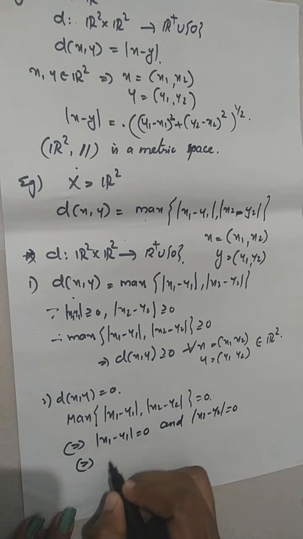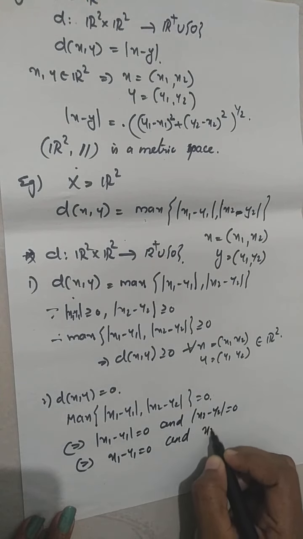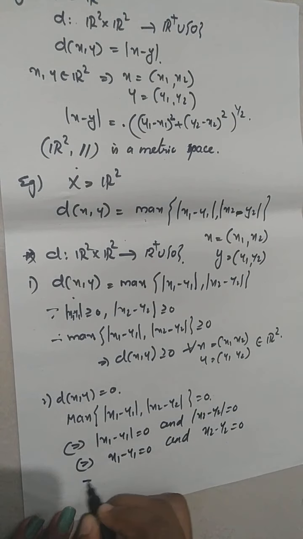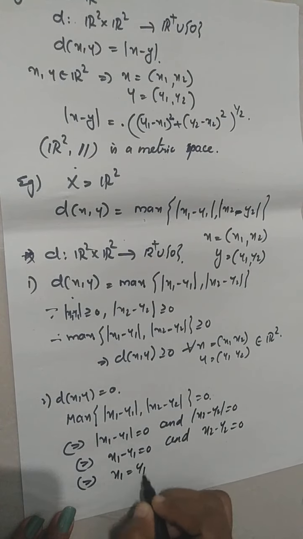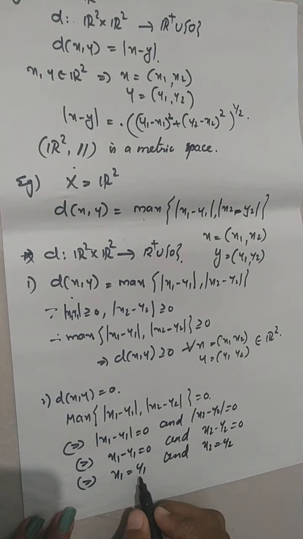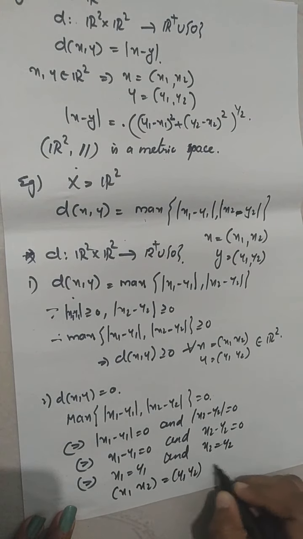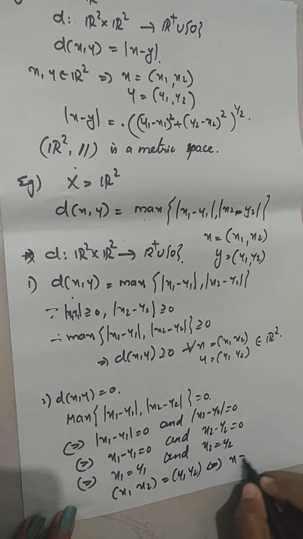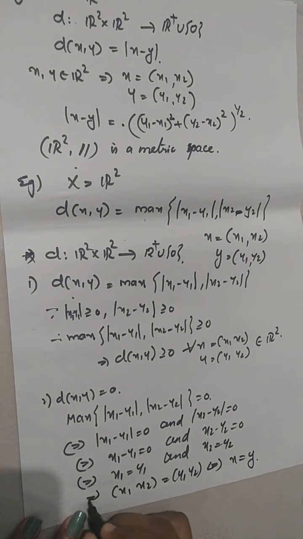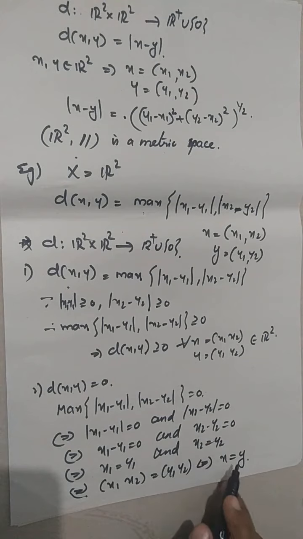Which is if and only if x1 minus y1 equal to 0 and x2 minus y2 equal to 0, which is if and only if x1 equal to y1 and x2 equal to y2. So when x1 equals y1 and x2 equals y2, the pair (x1, x2) will be equal to (y1, y2), which means that x is equal to y. So d(x,y) equal to 0 if and only if x equal to y will happen.